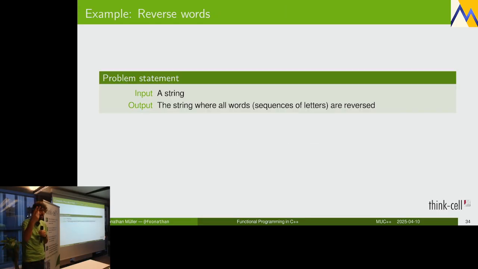Speaking of words, a classic is reverse words. The input is a string, and the output is a string where all the words, where a word is a sequence of letters, are reversed. So if the input is hello world, this is the output. We simply reverse the words, but keep the overall order of words the same.